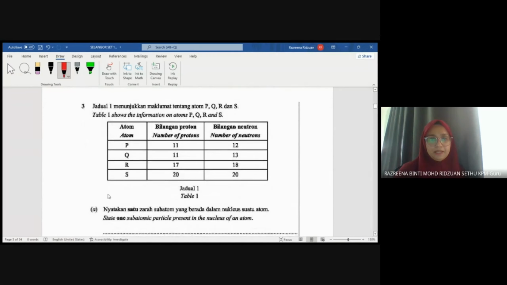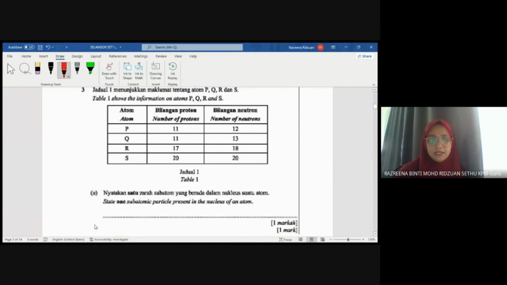Question 3. Table 1 shows the information on atoms P, Q, R, and S. A. State one subatomic particle present in the nucleus of an atom. You can write proton, or you can write neutron, but you cannot write electron because electron is not in the nucleus. If they say one subatomic particle in the nucleus, you can write either one of them. In the nucleus, you only have these 2.